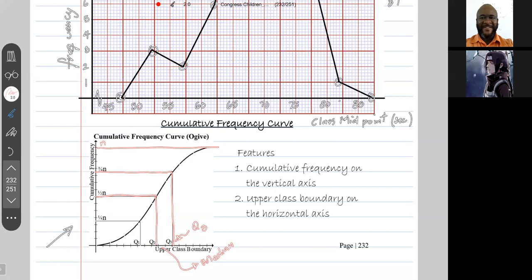So if you are doing grouped data and you're asked for the median, it's the value that is halfway up the cumulative frequency, or the value that is associated with half of the cumulative frequency is the median. I probably didn't say that right. At a quarter of n, you go across, hit the curve, come down. This is Q1, which is the lower quartile. Again, a term we came across when we did raw data.